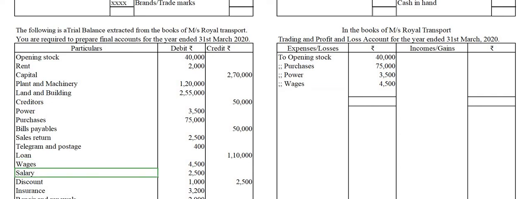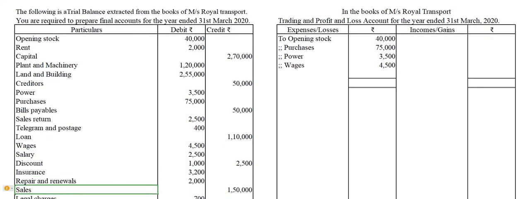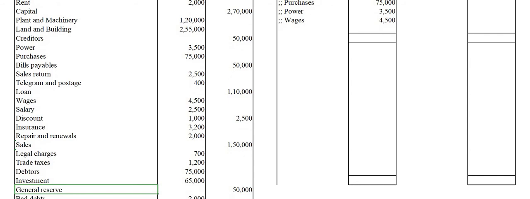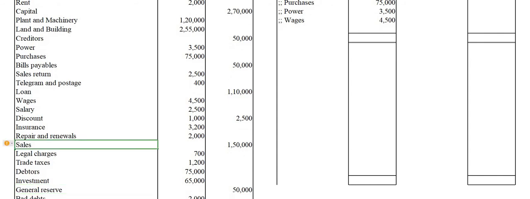Then salary, indirect expense. Discount, indirect expense. Insurance, repairs and renewals. Sales we will be taking. So sales is given, we can write the sales next.